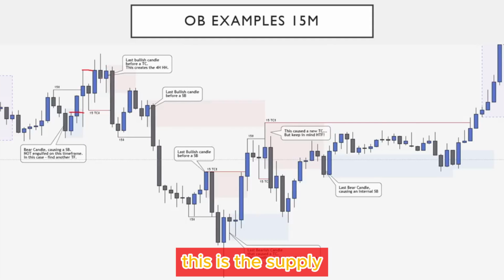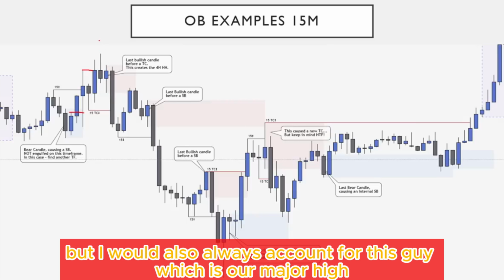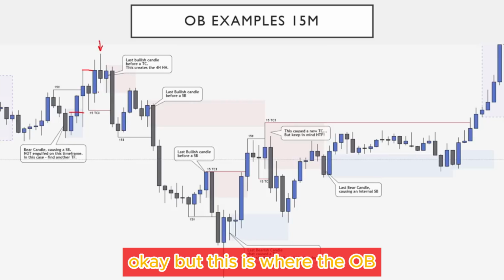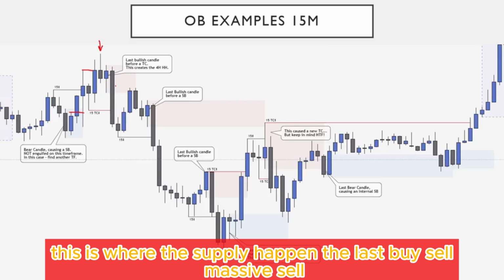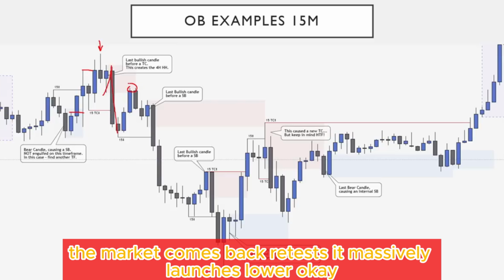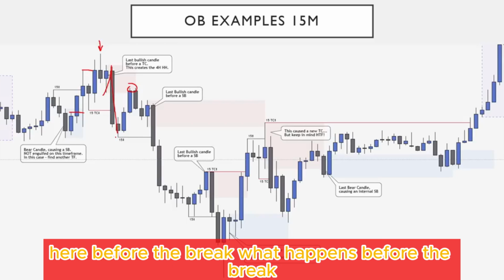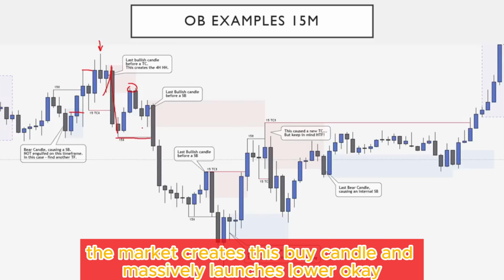Once again, this is the supply, but I would also always account for this one, which is our major high. This is where the OB, this is where the supply happened. The market comes back, retests it, and massively launches lower. What happens before the break? The market creates this buy candle and massively launches lower.